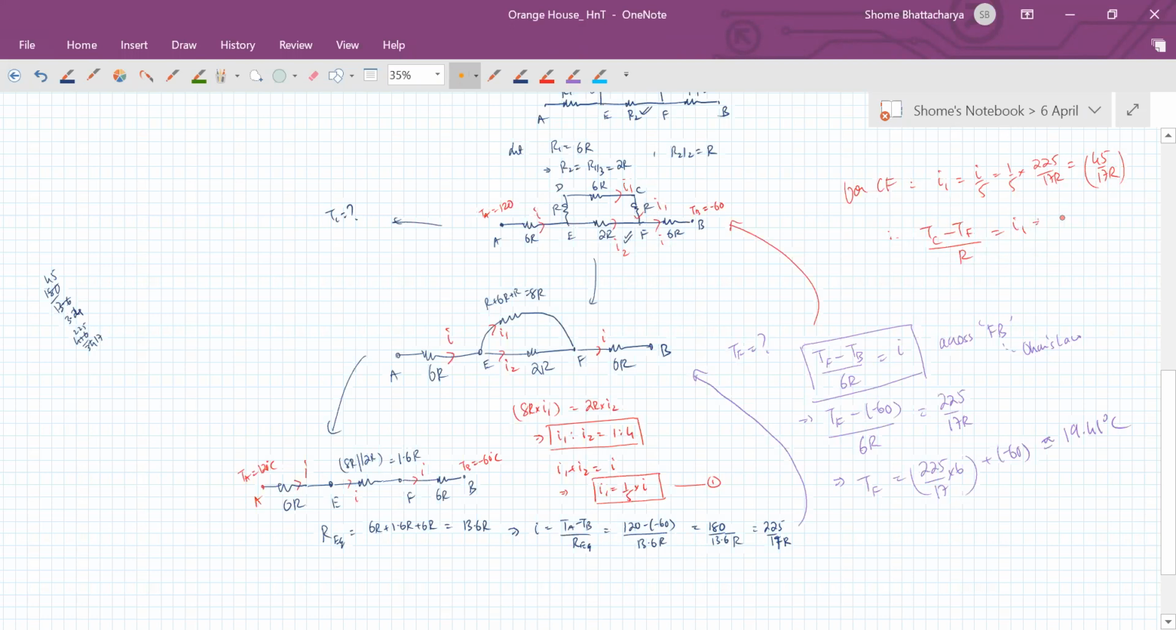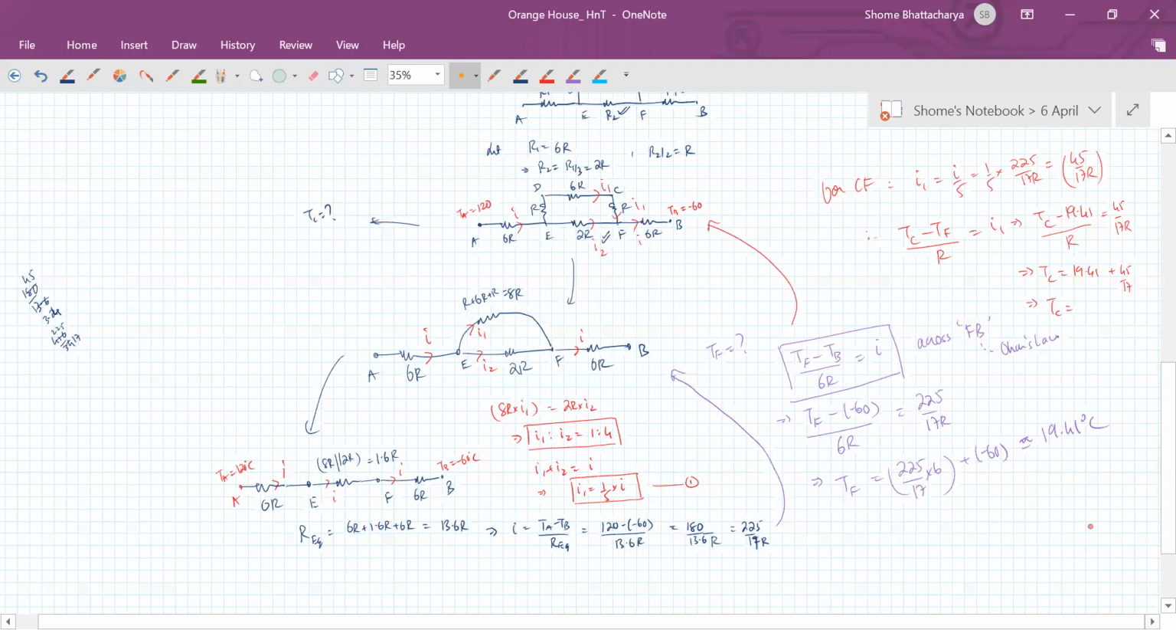So same principle we are applying again. So temperature at C is unknown, but this is 19.41 upon R. This should become our I1, which is 45 by 17R. So now you can see temperature at the point C will become 19.41 plus 45 by 17, which will be roughly 22.06. So this becomes the first part's answer.